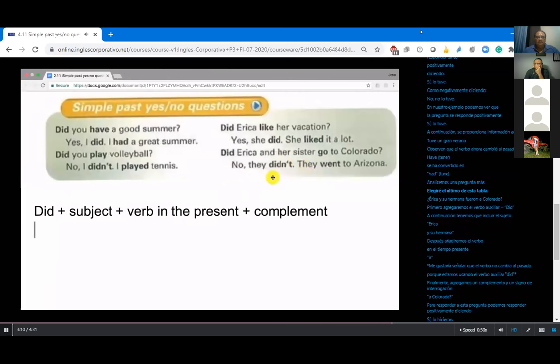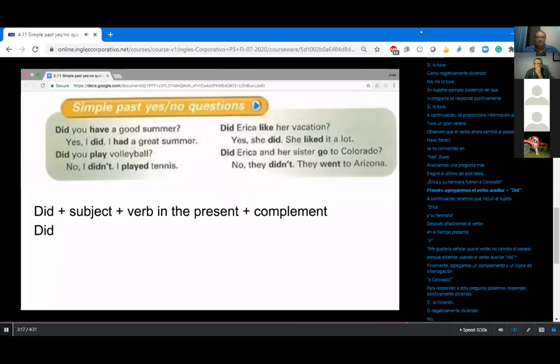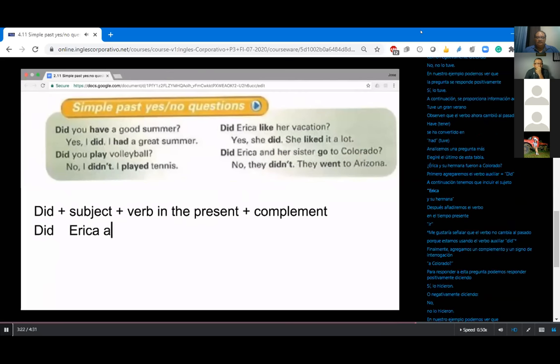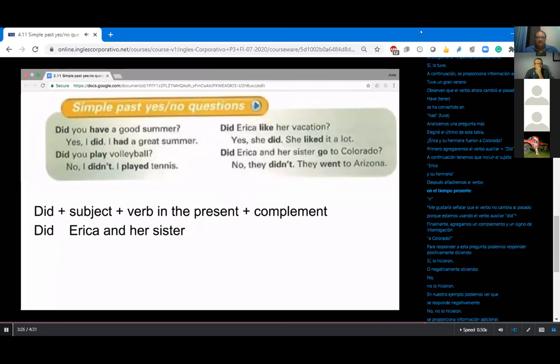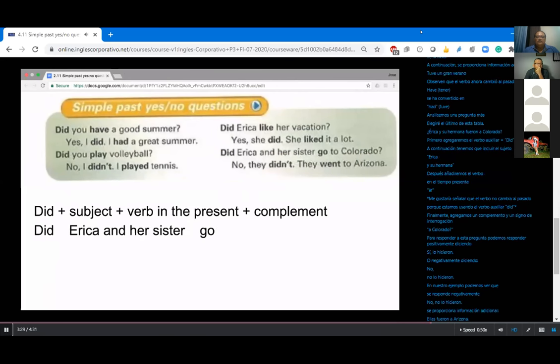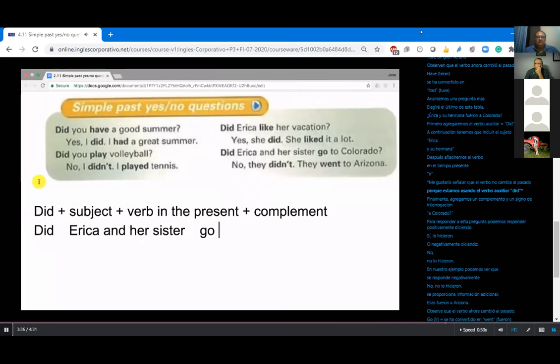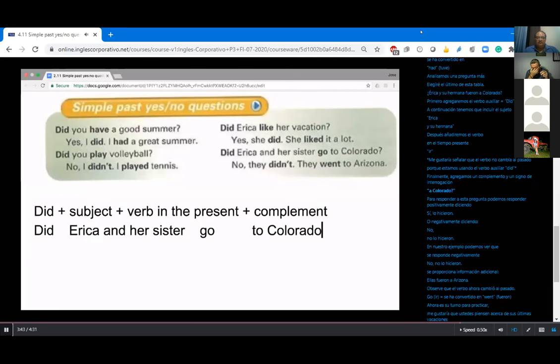Let's analyze one more question. I'll choose the last one on this chart. Did Erica and her sister go to Colorado? First, we will add the auxiliary did. Next, we need to include the subject, Erica and her sister. After that, we will add the verb in the present tense, go. I would like to point out that the verb doesn't change to the past because we are using the auxiliary did. Finally, we add a complement and a question mark, to Colorado.